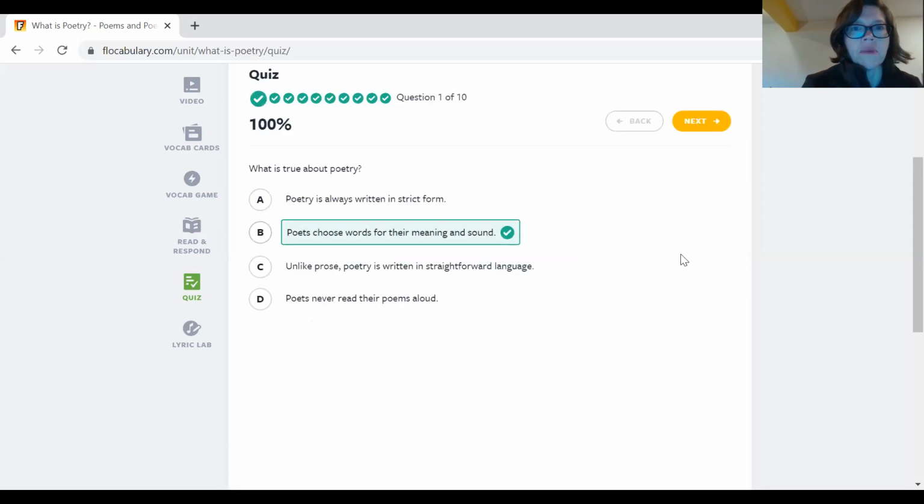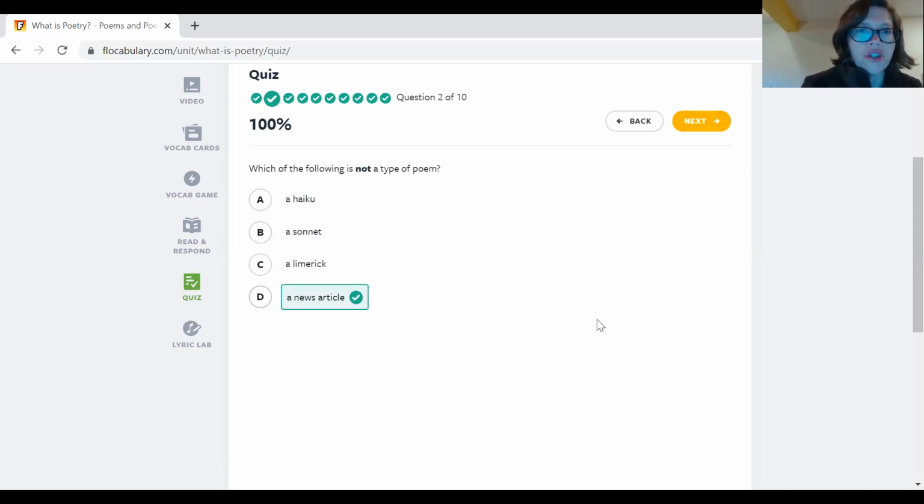All right, so question number 1, check your answers. What is true about poetry? B, poets choose words for their meaning and sound. That's what poetry is all about. Question 2, which of the following is not a type of poem? A news article is not a type of poem, it's prose, right? Haiku, sonnet, and limerick are all types of poems, and we will learn more about those in another lesson.